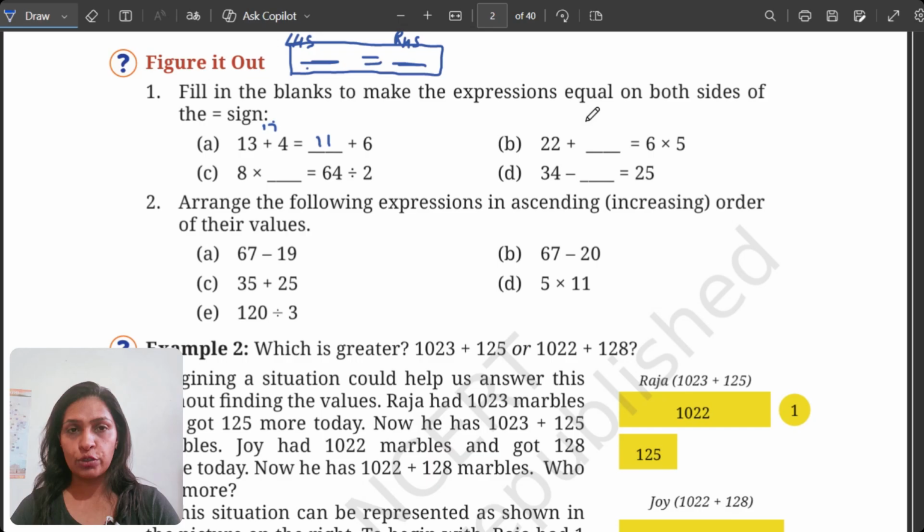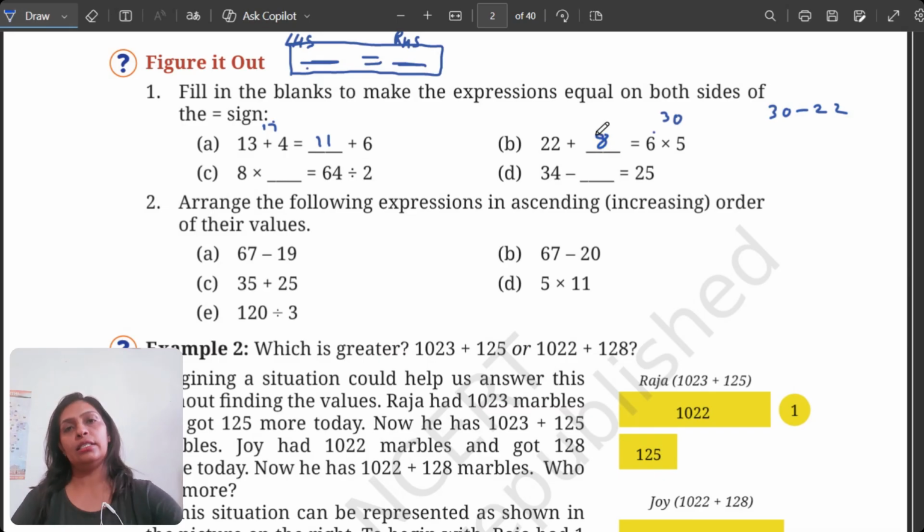22 plus dash. What number should be coming in this blank? And I have also given 6 plus 6 multiplied by 5. So first work on that portion which answer you already know. So 6 into 5 is 30. Now think what should be added to 22 to make it 30. Again, you can do it in your mind, or if you are getting confused, you can simply do 30 minus 22, which gives you the answer, that is 8.